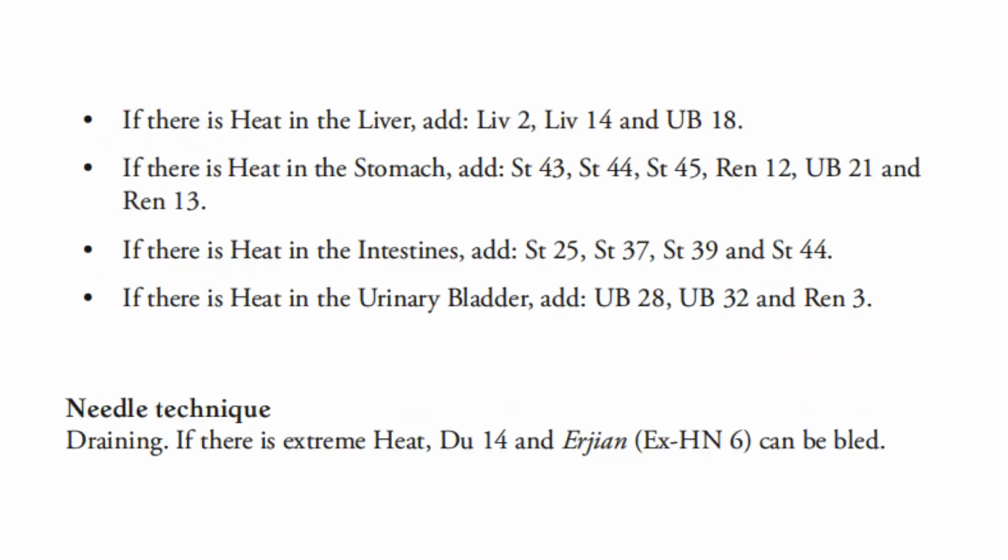If there is heat in the liver, can add liver 2, liver 14, and bladder 18. If there is heat in the stomach, we can add stomach 43, stomach 44, stomach 45, ren 12, bladder 20, and ren 13. If there is heat in the intestines, we can add stomach 25, stomach 37, stomach 39, and stomach 44. If there is heat in the urinary bladder, can add bladder 28, bladder 32, and ren 3. Can use the draining technique, and if there is extreme heat, DU 14 and the extra point can be bled.